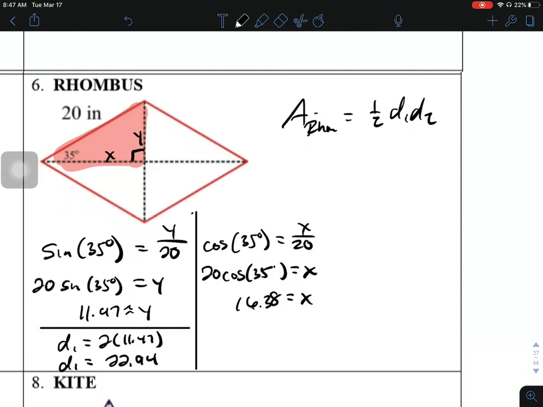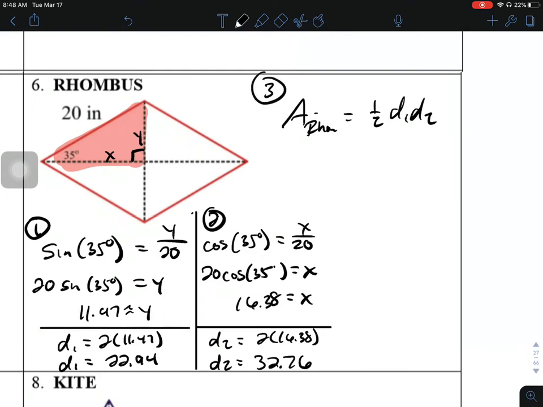And then the second diagonal is going to be twice that. And that's 32.76. So we had to do this, and we had to do this to find this area. So one diagonal is 22.94. The other is 32.76. That product is 375.76. The units are square inches.